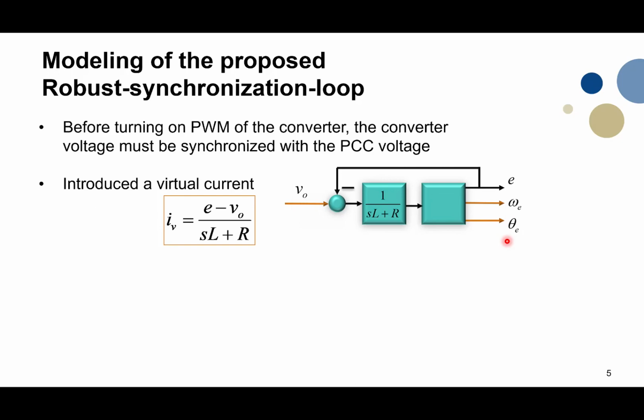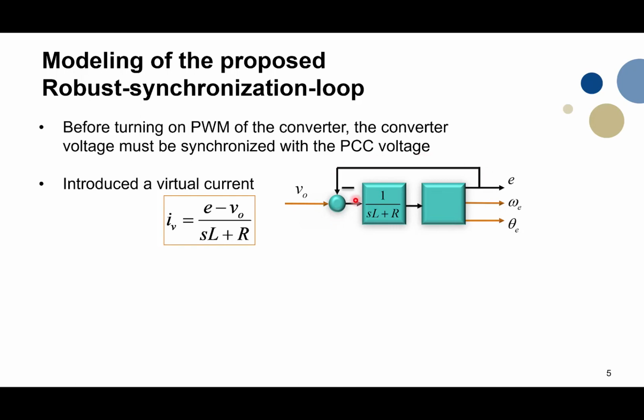We give some feedback. We are assuming that this robust synchronization loop is producing the voltage E, whose frequency is omega E and phase is theta E. So what we want is that this E should be equal to the voltage V naught. Then it gives the frequency of the grid voltage and the phase of the grid voltage. So we provide some feedback signal from the estimated voltage.